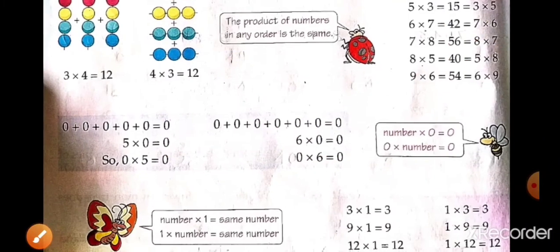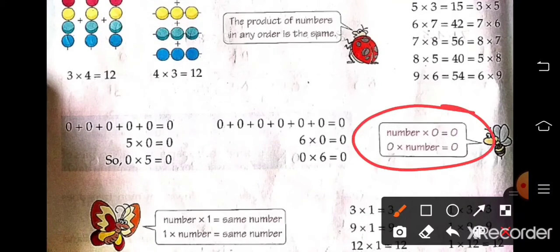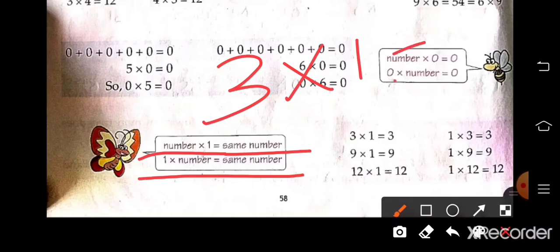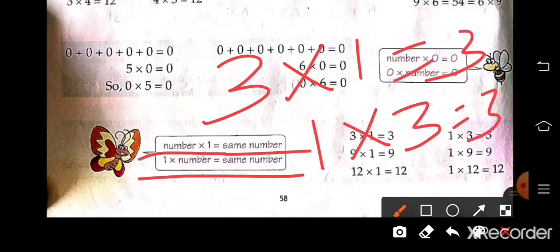Okay, now the second is number multiply 0 equal to 0, or 0 multiply number equal to 0. Okay, and the third one is number multiply 1 equal to same number, or 1 multiply number equal to same number. Okay, means 3 multiply 1 equal to 3 or 1 multiply 3 equal to 3. Okay, so these are some multiplication facts.